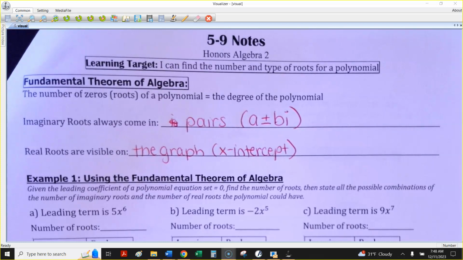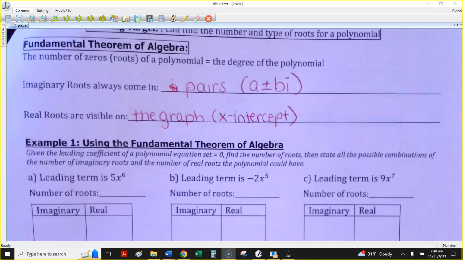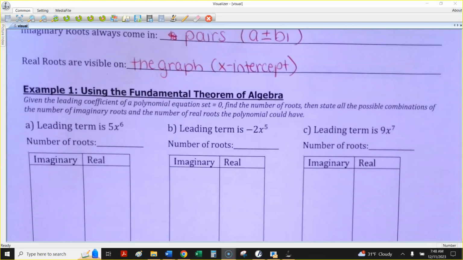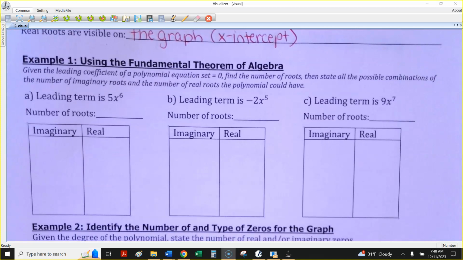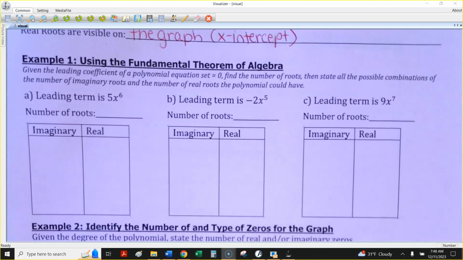Okay, now we're just going to do this first little, I'm going to make a table out of these. And I'm not going to show you a graph of the polynomial. All I'm going to do is tell you the leading term, so that'll tell you the degree. And then we're going to talk about how could the roots appear? Would they be real? Would they be imaginary? Just based on the degree.